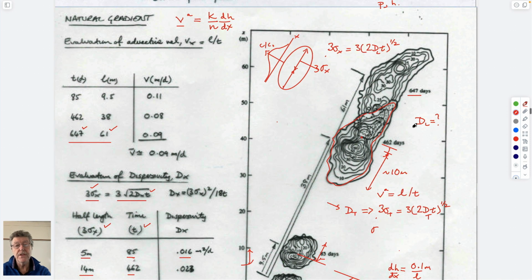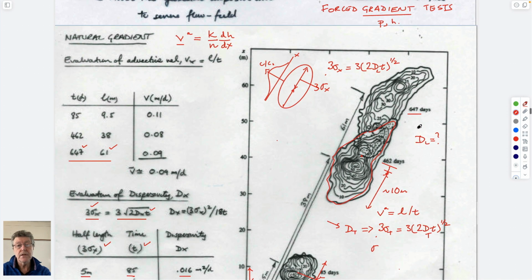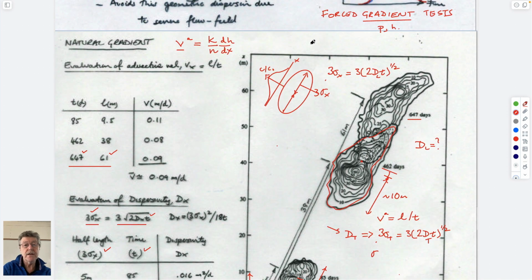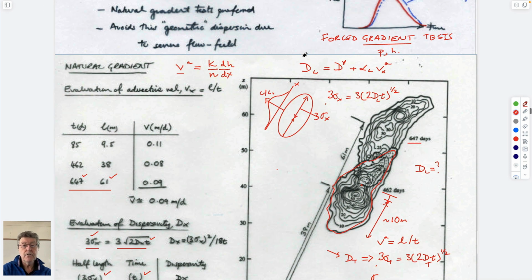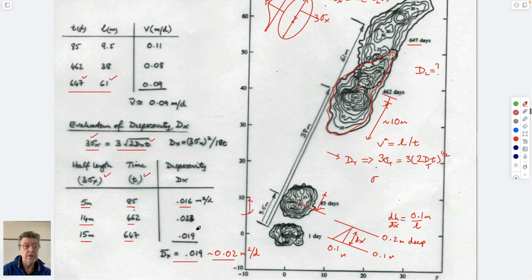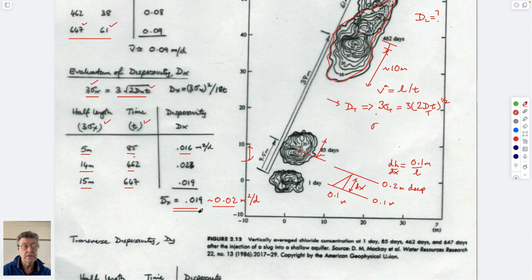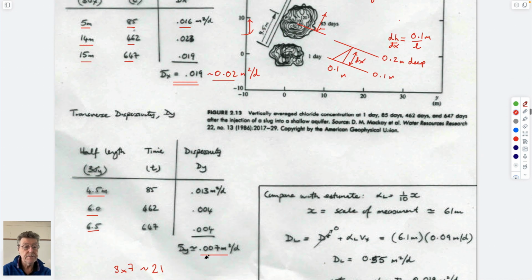And if we know what these are, what we've actually calculated is this being equal to this plus alpha L times V advective. So now we have this value, which we've just calculated for each of these, here and here, for the two different values.